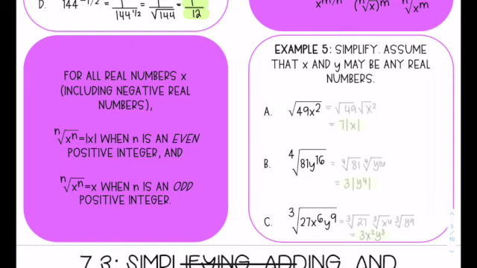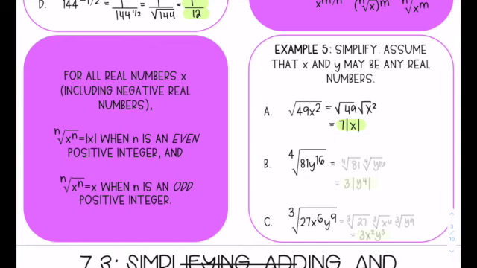So for the square root of 49x squared, we're going to look at the square root of 49, and we're going to look at the square root of x squared. Well, the square root of 49 is just 7, but because this is an even index, that means we need to use the absolute value bars. And the square root of x squared, the square root and the square cancel, and we're left with just 7 times the absolute value of x.